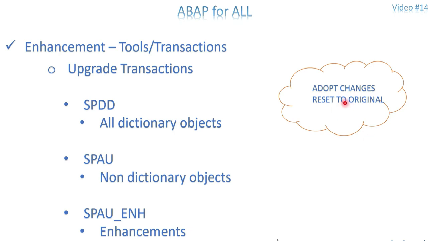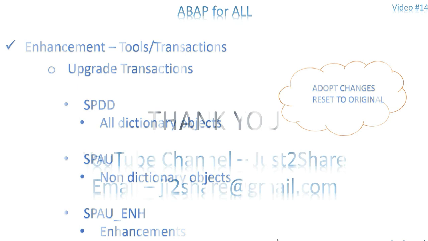In that case, you can go for reset to original: I don't want this implementation to be in my newer version. Or you can use an option called adapt changes. Adapt changes means I want my implementation and its functionalities to also be part of the newer version. So you say adapt changes, then you have to try to adapt or enhance the changes and functionalities as per your need. So these are the two options you have to perform in either SPDD or SPAU transactions. Okay, and anything else? No.